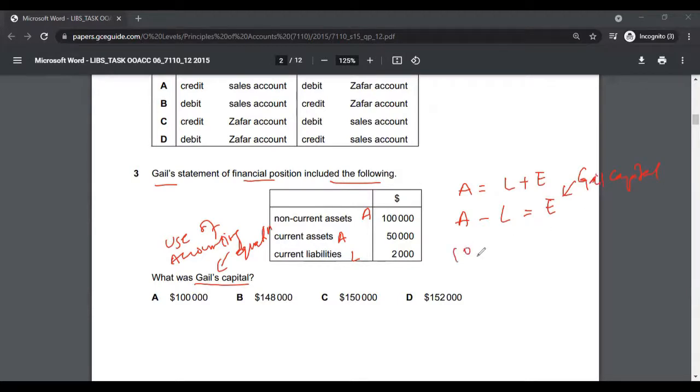So what are our assets? It's 100,000 plus 50,000 minus the 2,000. So it's 150,000 minus the 2,000, that comes to 148,000. So the answer to multiple choice 3 is option B.